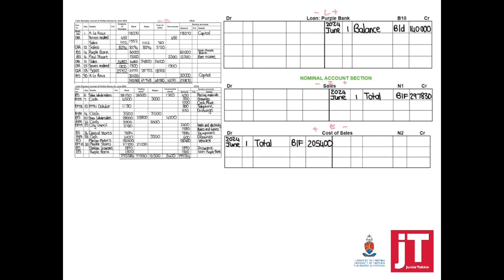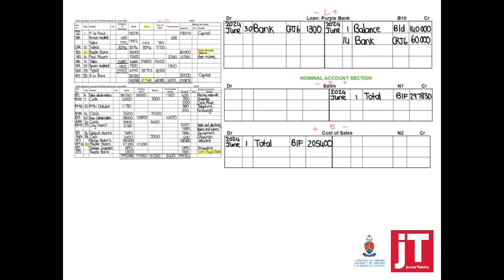Posting from the cash receipts journal. On day 14, the business increased their loan, 60,000. Then from the cash payment journal on the 30th, so what will happen with our debt? It will decrease. The business made a payment, 1,300. Again, I'm going to remind you, when we receive money from this loan, our debt increases. When we make a payment, our debt will decrease.